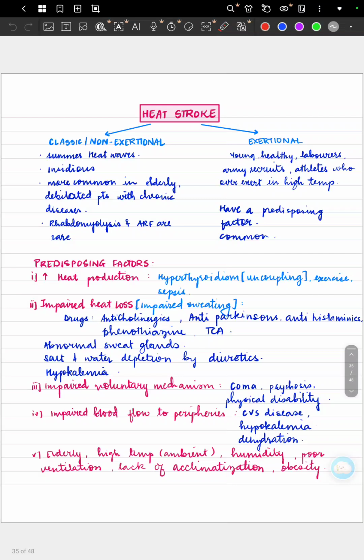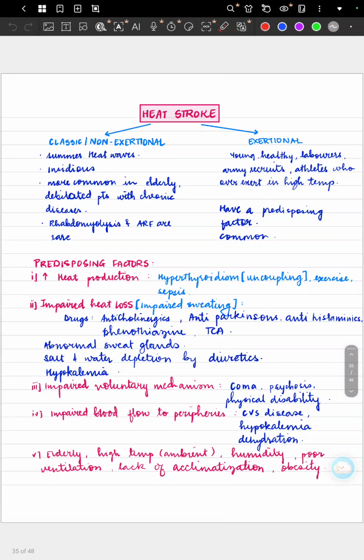Then predisposing factors. The first is increased heat production, seen in hyperthyroidism, exercise, or sepsis. Then impaired heat loss, that is impaired sweating. The drugs that impair heat loss are anticholinergics, anti-Parkinson drugs, antihistaminics like phenothiazine, or tricyclic antidepressants, abnormal sweat glands, and salt and water depletion because of diuretics or hypokalemia. So these are all the reasons for impaired heat loss due to impaired sweating.